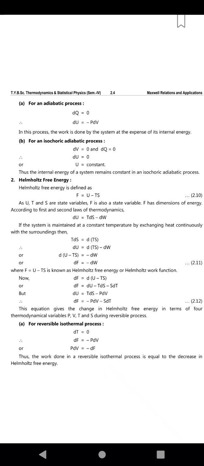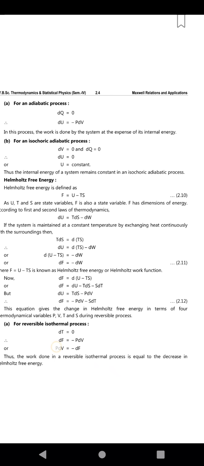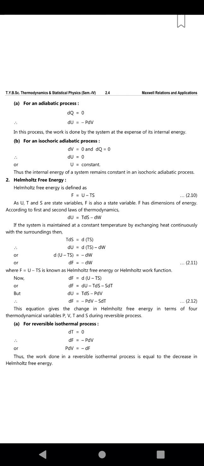In this process, the work is done by the system at the expense of its internal energy. From this equation we can see that dU, change in internal energy, equal to minus PdV, pressure into change in volume, that represents the work done. But it is negative. It means that the work is done by the system at the expense of its internal energy. It means that part of the internal energy is used for doing some work by the system.